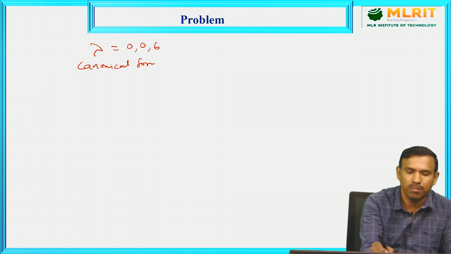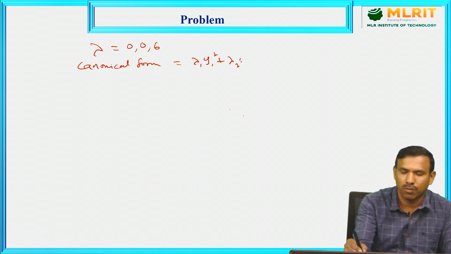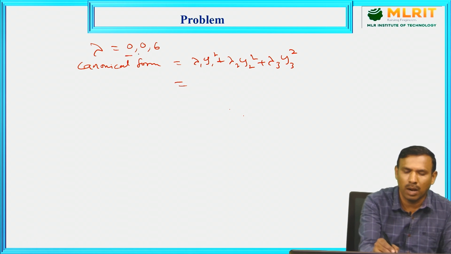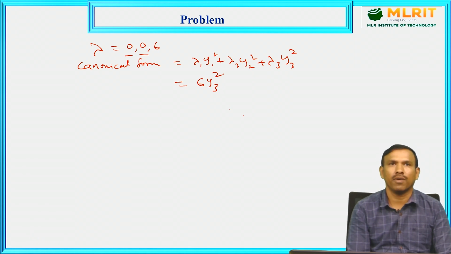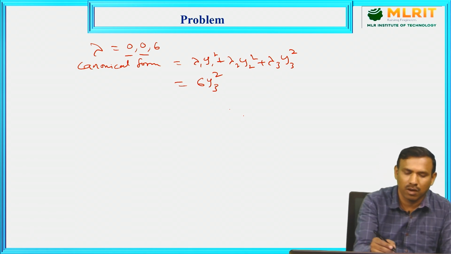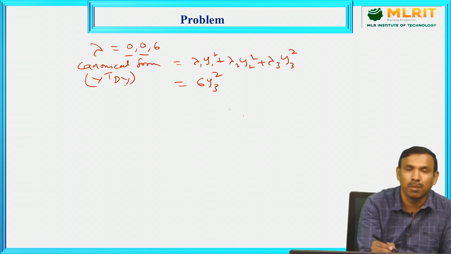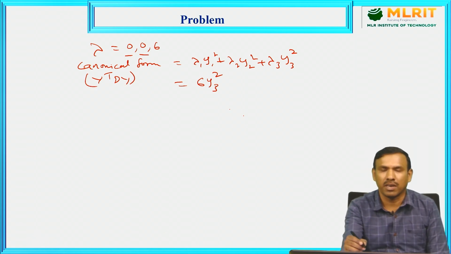Canonical form, that is we know lambda 1 y1 square plus lambda 2 y2 square plus lambda 3 y3 square. So already 2 lambdas are 0, we have only 6 y3 square. Okay, that is a canonical form. Generally I wrote directly here, that a canonical form is given by y transpose dy, but here the particular canonical form is not our topic. We want rank, index, signature, that's why I have written briefly here.